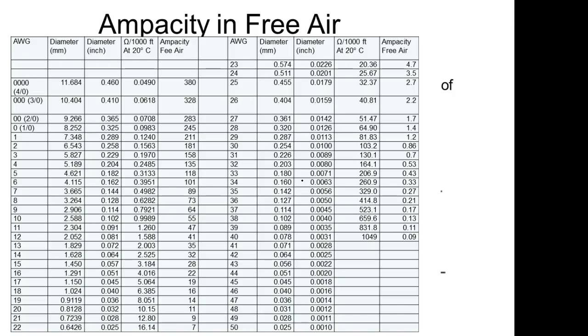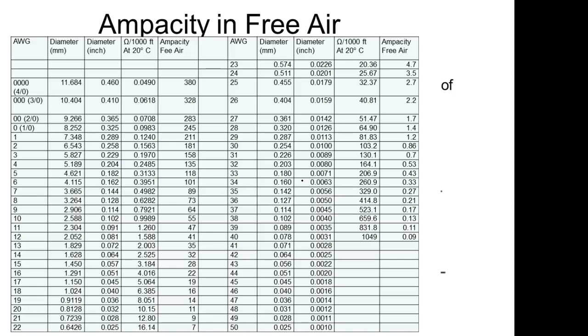This is what we call an ampacity chart in free air. What does free air mean? It means it's uninsulated. It's not insulated, so it's exposed to the air. The conductor itself is exposed to the air. So 14 gauge wire in free air could handle how much current? 32 amps. Are we okay? Any problems there?